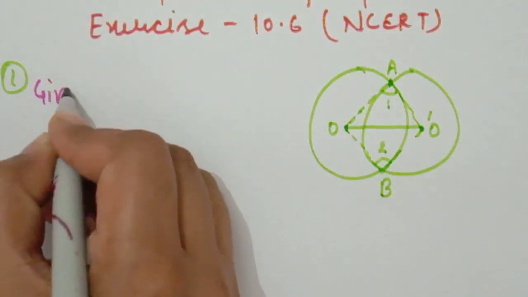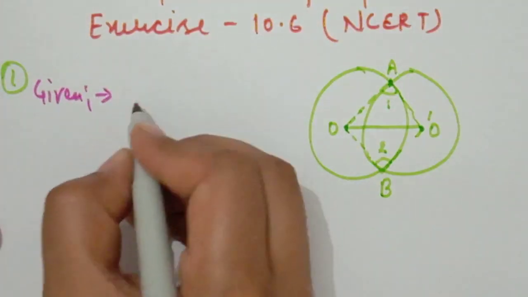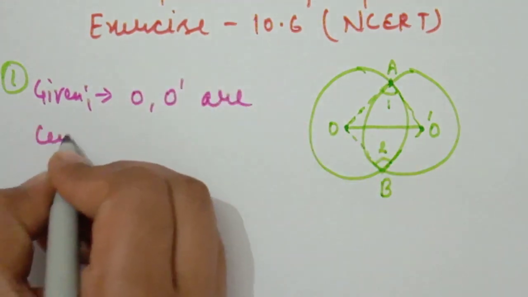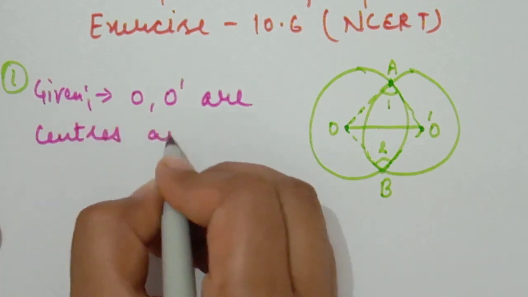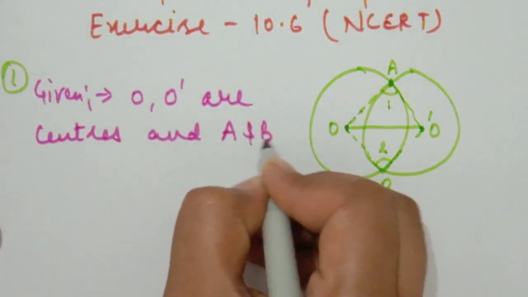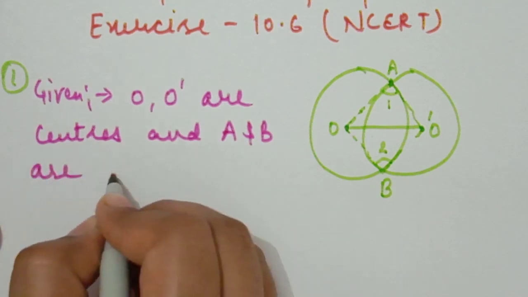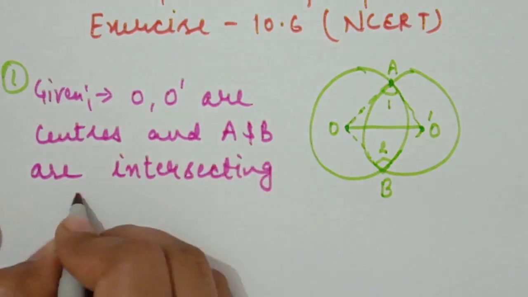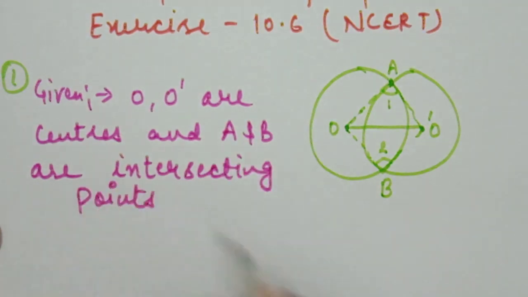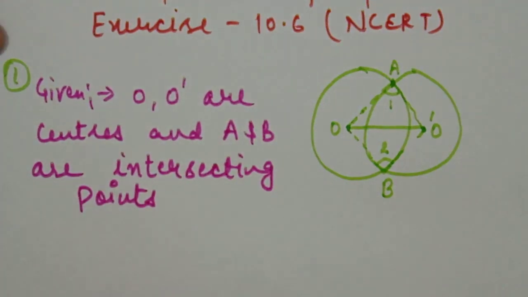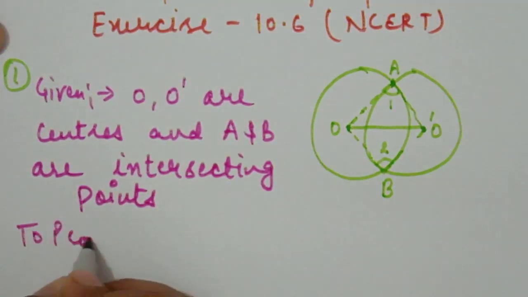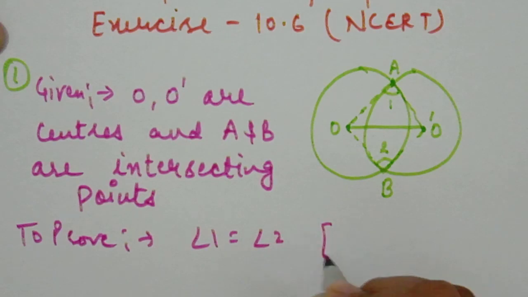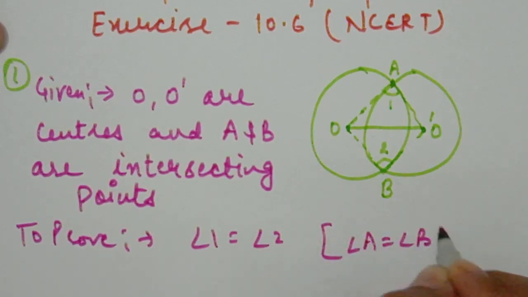What is given? O and O dash are centers and A and B are intersecting points. To prove, we have to prove that angle 1 is equal to angle 2, or otherwise we can say that angle A is equal to angle B.